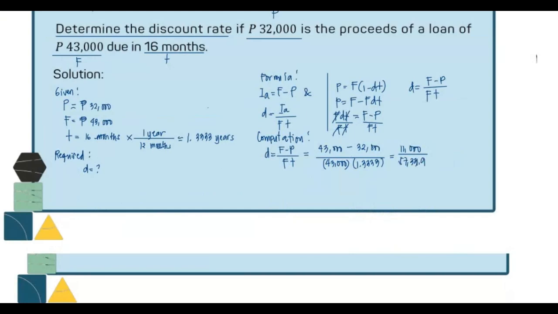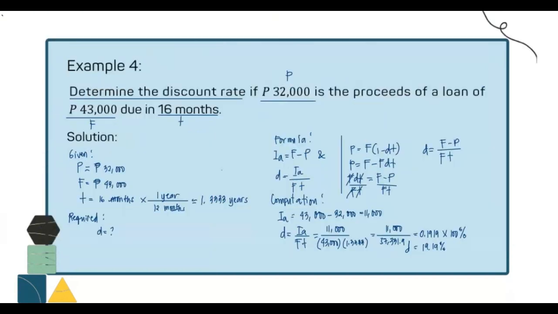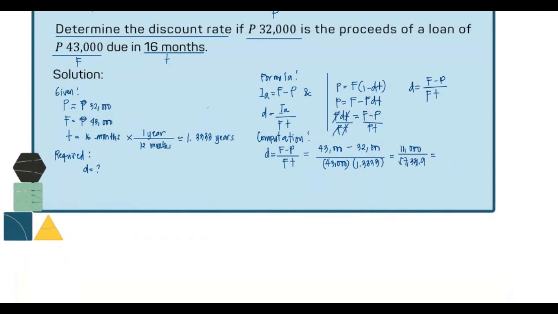And again, these are similarities with the previous computation that we had. It also divides our 11,000 with 57,331.9, which would give you the same value. So for this case, it's still going to be 19.19%. As you can see, we arrived at the same value. So practically, we could actually make use of either of the formulas.